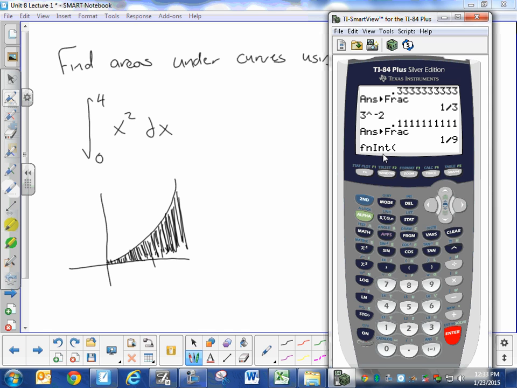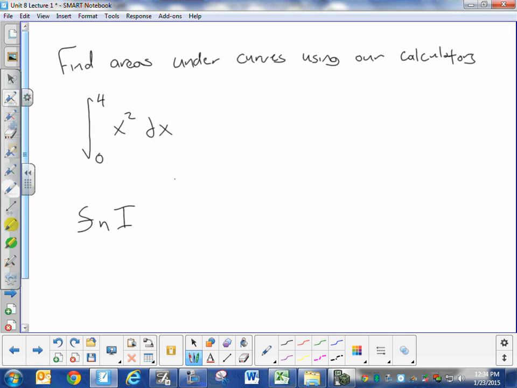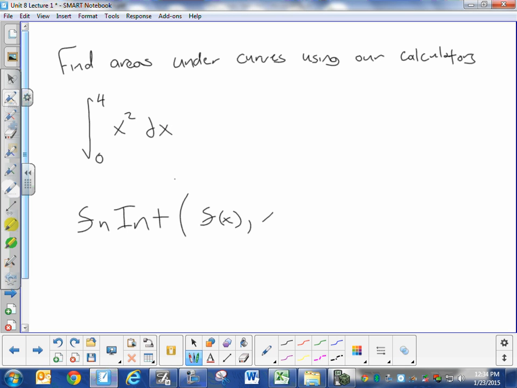Some of you, the fnInt pops up. For those of you who have the fnInt that pops up, this is the order, and you should probably write this down, that you need to type things in. You're going to take the integral of whatever your function is. So in this situation, I'm taking the integral of x squared. Then you have to say it's going to be with respect to a specific variable, with respect to x. So you say comma, with respect to x.